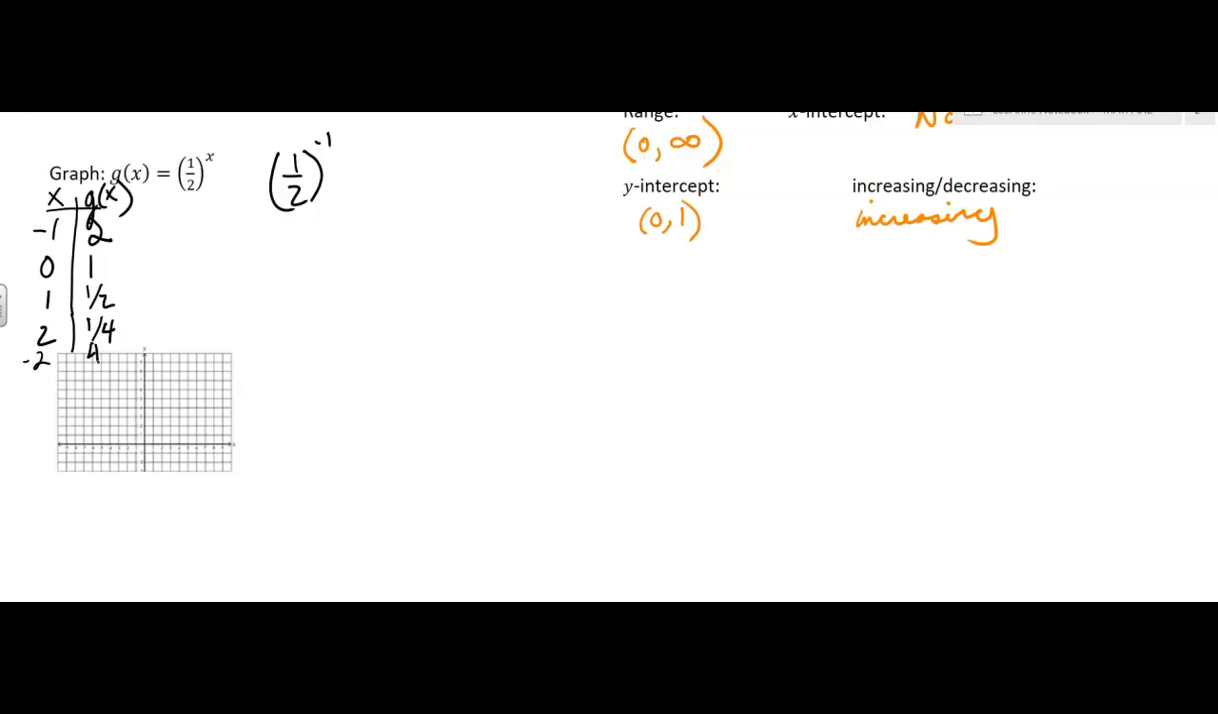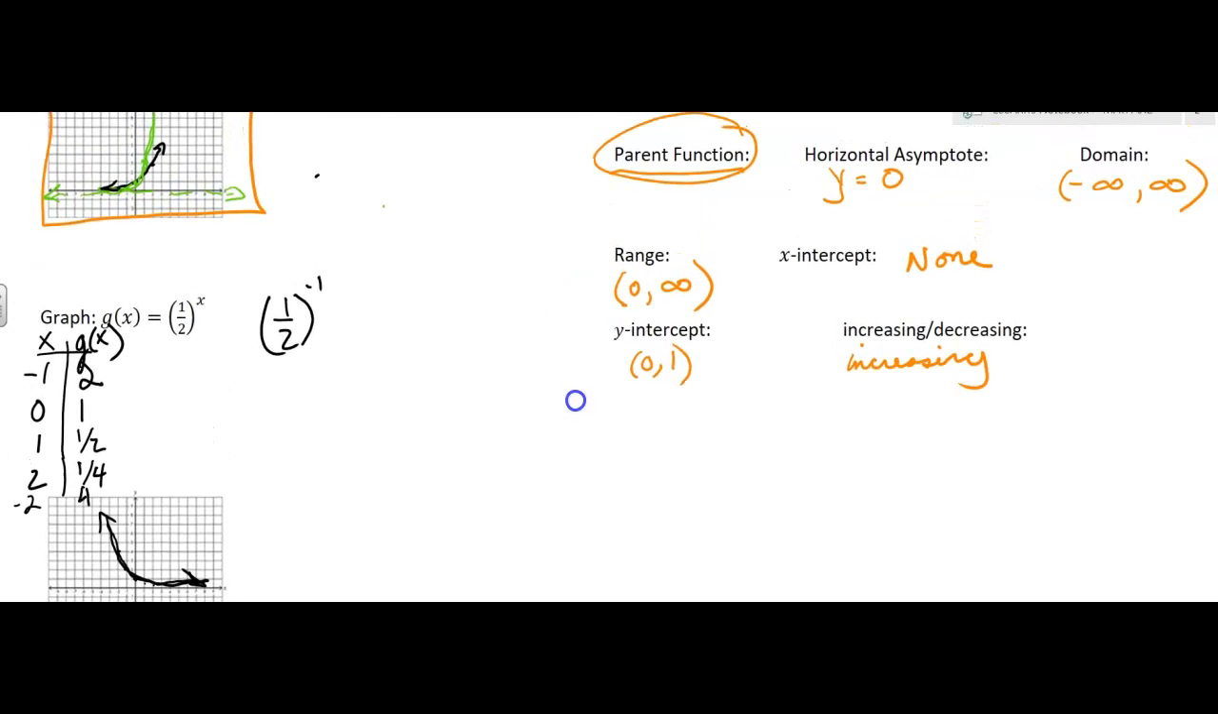All right. So now let's graph this. -2, 4, right there. -1, 2. Then it's going through 0, 1. That point was in common. And then it's getting closer to the x-axis now. So it's this curve like that. Like that.